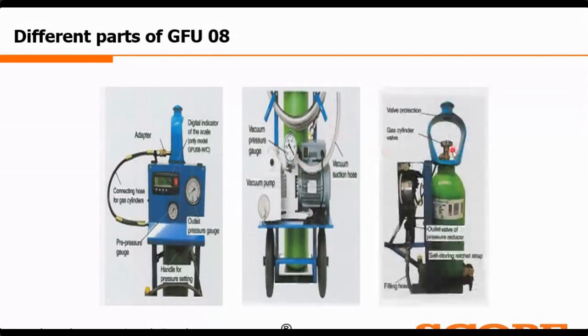And this is the top side view. Here you can see the cylinder is mounted. This is the gas cylinder valve, and it is protected by the valve protection. The cylinder is mounted with the self-starting ratchet strap, so there is no problem mounting the cylinder at the back side of the instrument. And this is the filling hose, which will be connected to the circuit breaker or the GIS chamber which you want to fill.